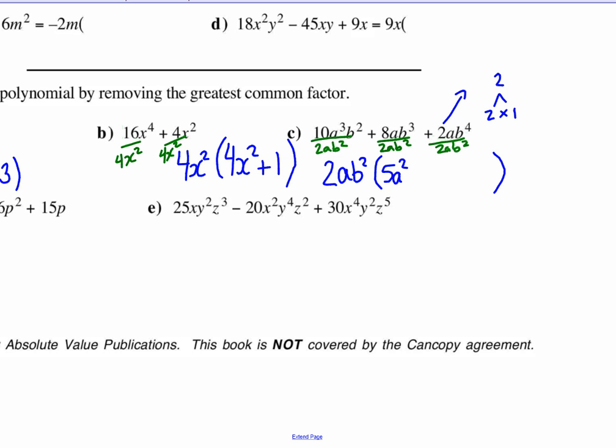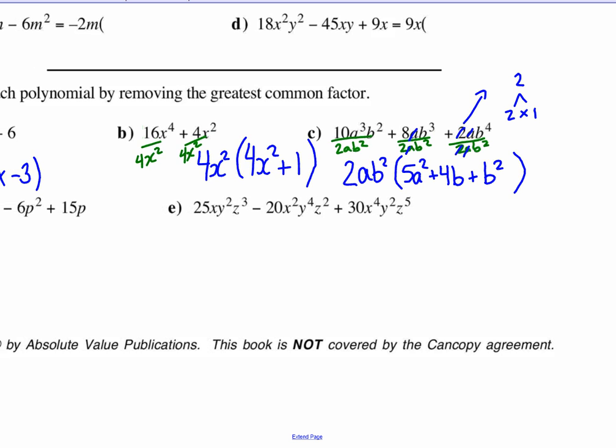Okay, so 8 divided by 2. 4. a divided by a, what happens with that? Cancel. b cubed divided by b squared. b plus 2 over 2. Yeah, so a over a cancels. b to the 4 divided by b squared. b squared. You with me?